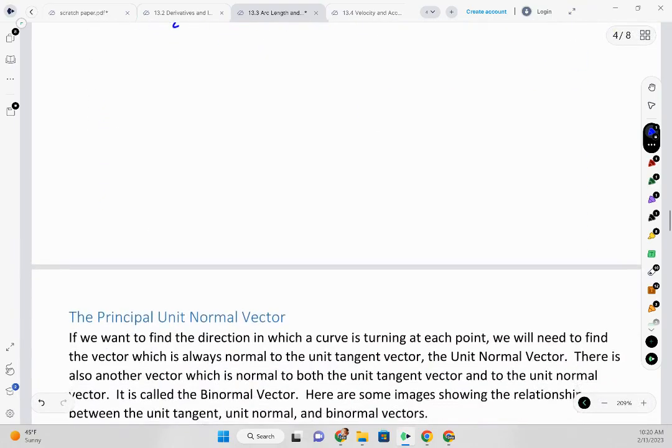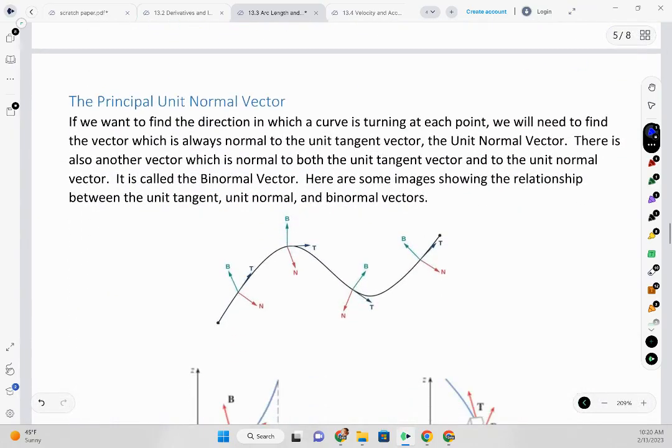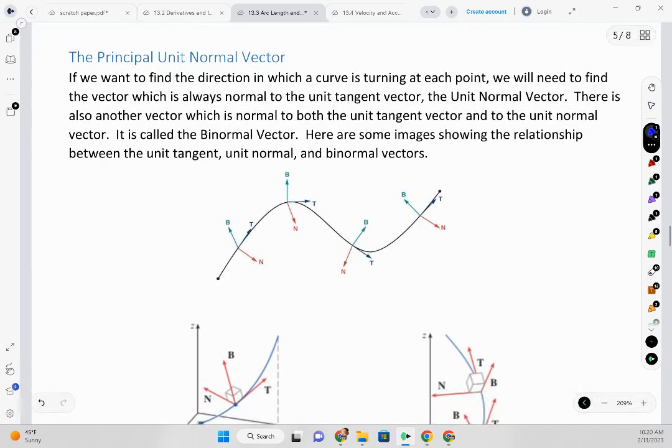All right. Next thing to talk about, the principal unit normal vector. We're also going to be looking at a binormal vector, but we're not going to stress about it because it's really not an objective of this course. So let's see. The principal unit normal vector is always normal to the unit tangent vector.